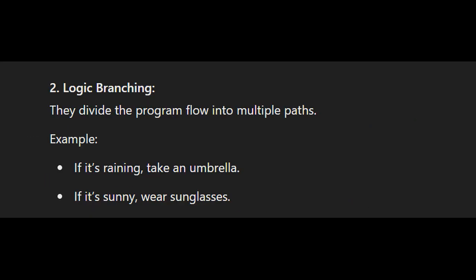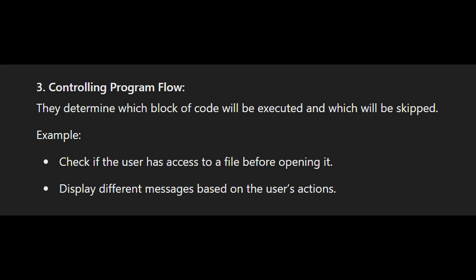2. Logic branching. They divide the program flow into multiple paths. Example: if it's raining, take an umbrella. If it's sunny, wear sunglasses. 3. Controlling program flow. They determine which block of code will be executed and which will be skipped. Example: check if the user has access to a file before opening it. Display different messages based on the user's actions.